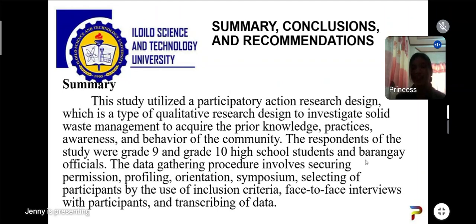So, this study utilized a participatory action research design, which is a type of qualitative research design to investigate solid waste management to acquire the prior knowledge, practices, awareness, and behavior of the community. So the respondents of the study were the grade 9 and grade 10 high school students and barangay officials. So the data gathering procedure involves securing permission, profiling, orientation, symposium, selecting the participants with the use of inclusion criteria, face-to-face interviews with participants, and transcribing of data.